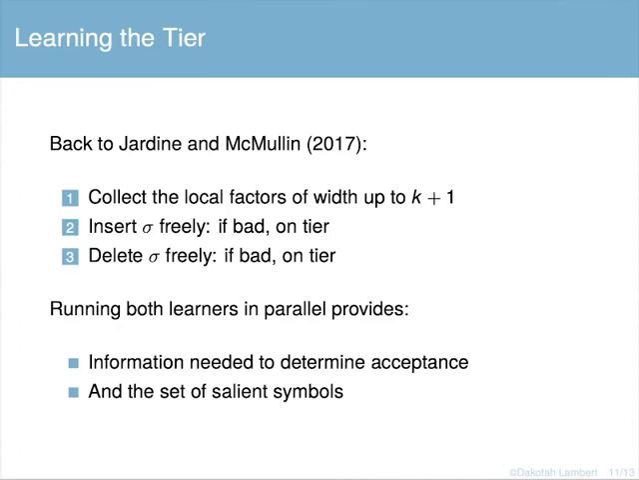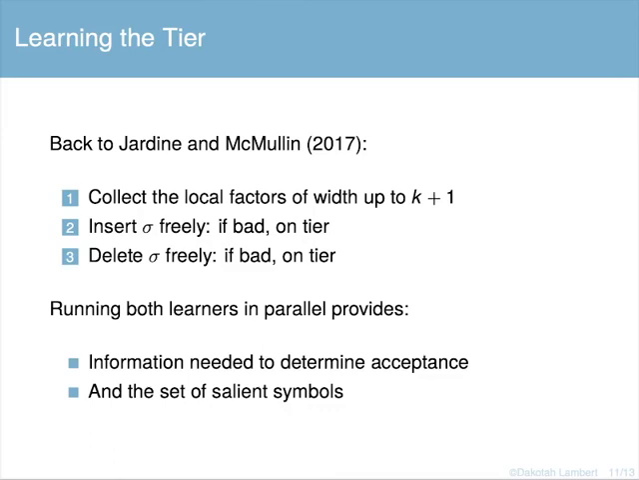But we can return to the method of Jardine and McMullen, collect the local factors of width up to k plus 1, and check for free insertability and free deletability. If you run both of these learners in parallel, then you get all of the information needed to determine acceptance via the augmented subsequences and the set of salient symbols. You could even go further and turn this into a canonical TSL grammar.